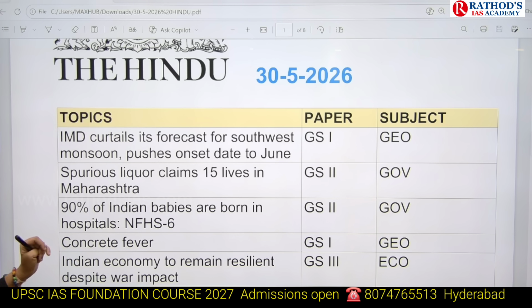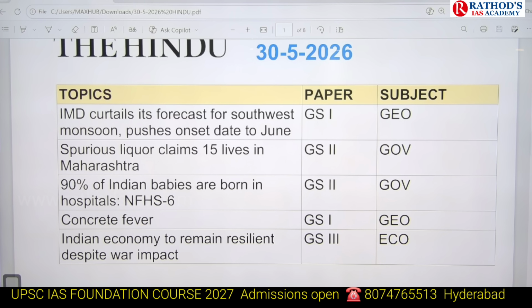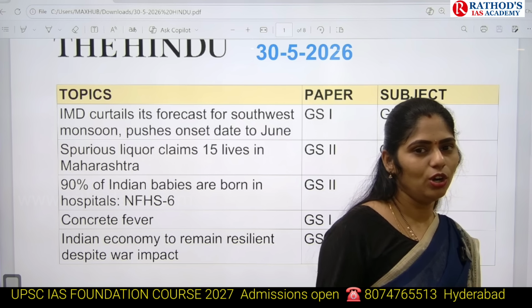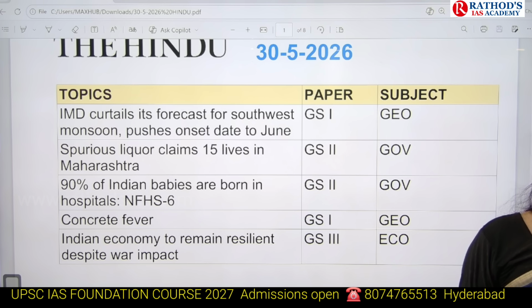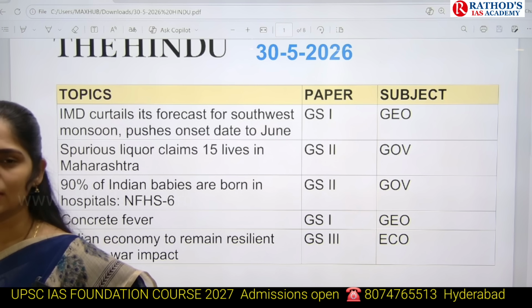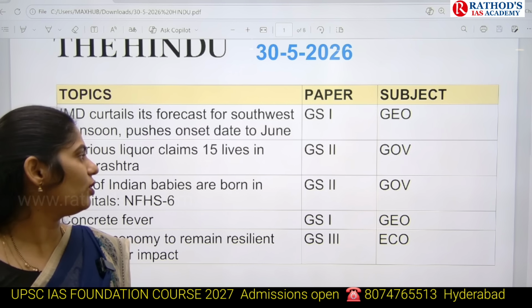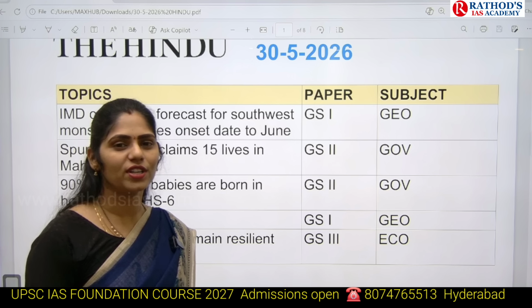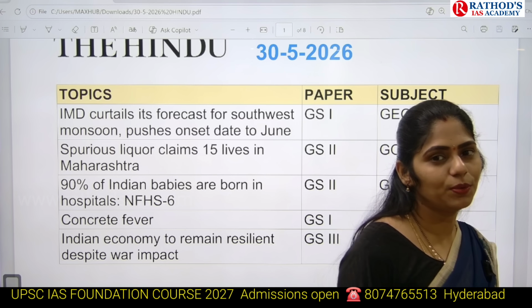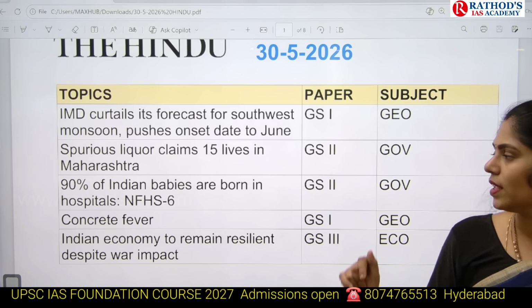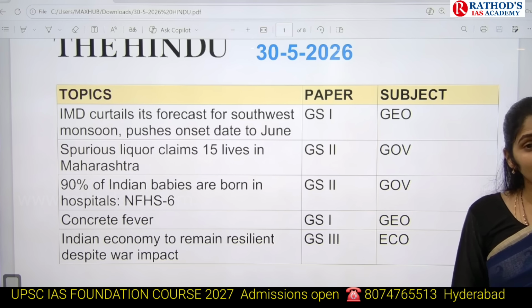And the next topic is spurious liquor claims 15 lives in Maharashtra. This article is talking about spurious liquor, also called as pooch. After consuming this spurious liquor, around 15 people died. You can see at least 4 to 5 such incidents across our country in 1 year. So you have to know the exact meaning of spurious liquor, and see what kind of poisoning will happen if you consume it, and on that you may get a question in prelims by comparing methanol and ethanol. This topic is important from GS paper 2 from a health point of view.